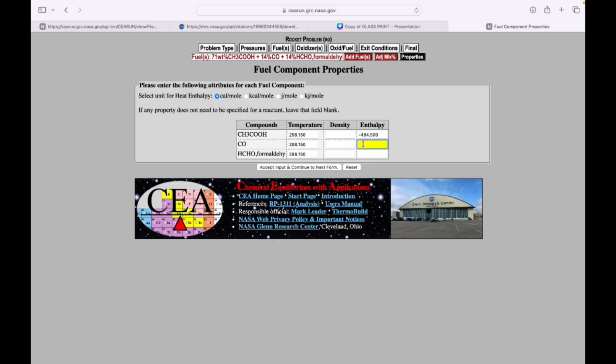and for carbon monoxide it is, one sec, minus 110.53. Then for formaldehyde it's 108.6. Then the density: except CH3COOH, the other two are in gas form. So density of CH3COOH is 1.049. So for carbon monoxide and formaldehyde we leave it as it is. Then we continue to the oxidizer.